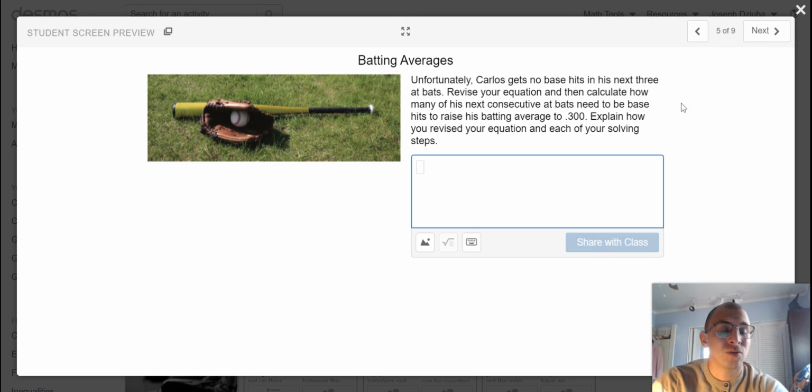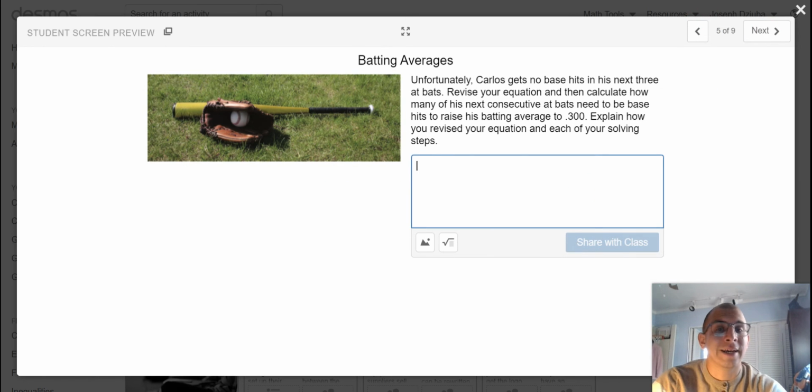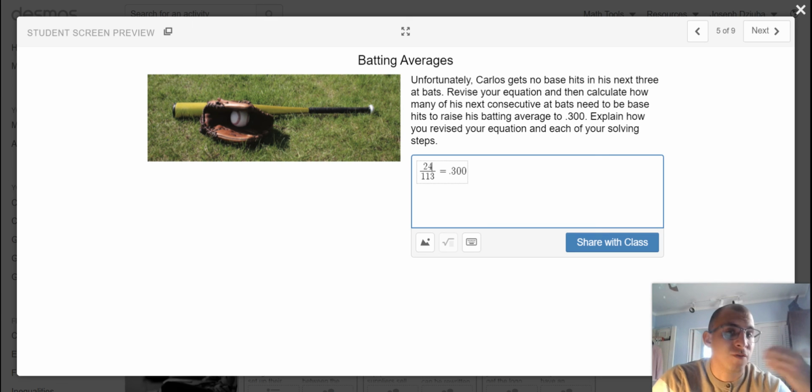taking Carlos' initial batting average, which was 24 out of 110. He did not hit the next three attempts, so he's currently 24 out of 113. But he is hopeful to raise his batting average to .300. To do so, he would need consecutive at bats where he continues to get hits. So if he obtains a hit in his next at bat, he would have 25 hits out of 114 at bats. If we replicate that process, and he gets a hit again at his next at bat, he would have 26 hits out of 115.